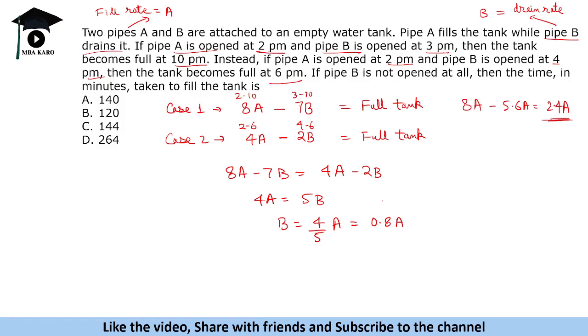So full tank is 2.4A and its fill rate is A. So that means it takes 2.4 hours. So A takes 2.4 hours to fill the tank. Now 2.4 hours is 60 into 2.4. We get the time as 144 minutes. So it takes 144 minutes to fill the tank if only pipe A is working.